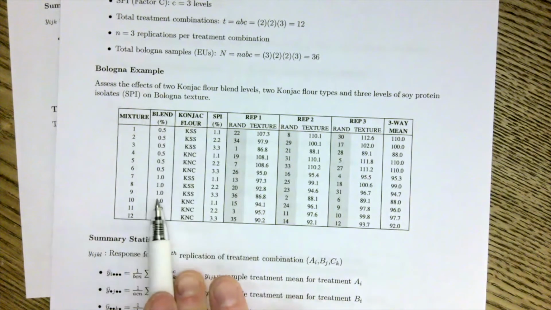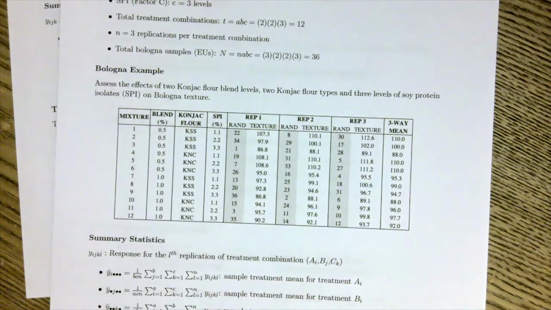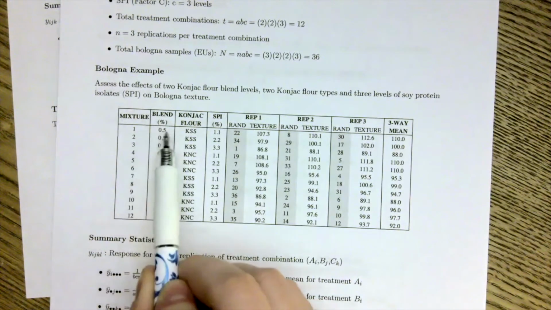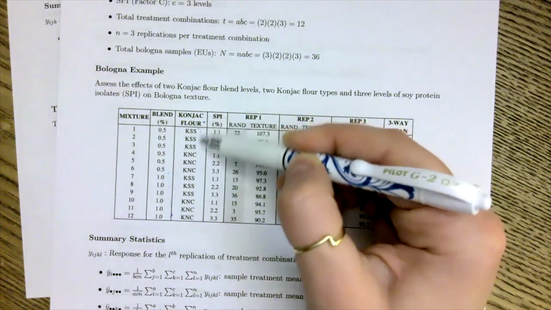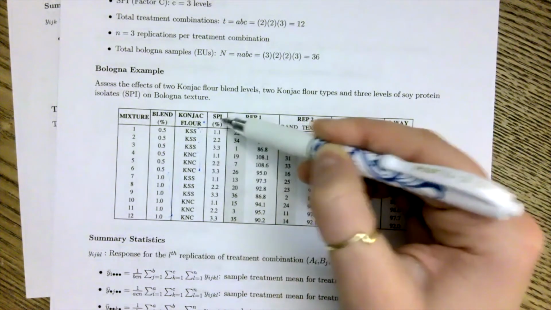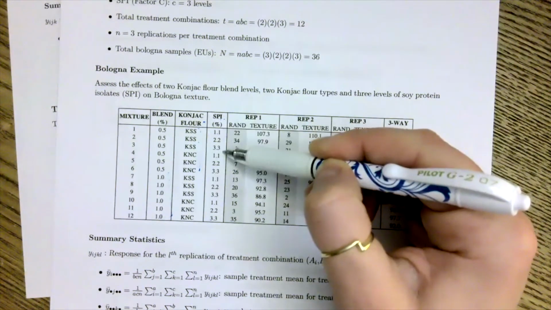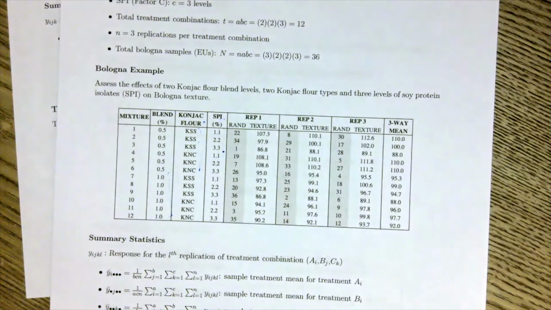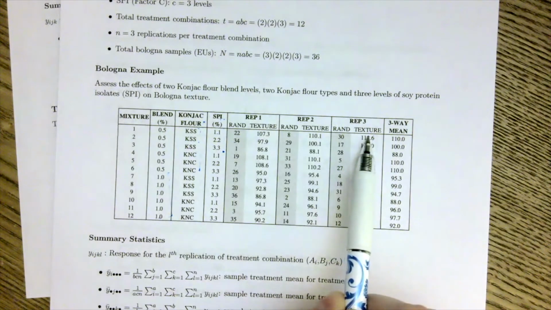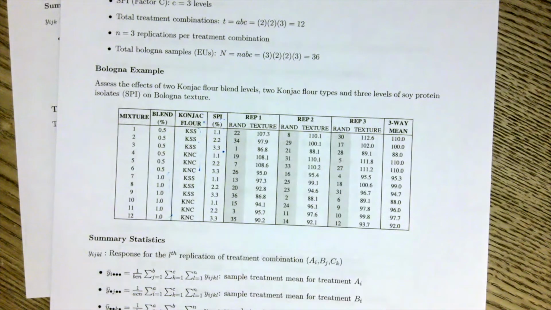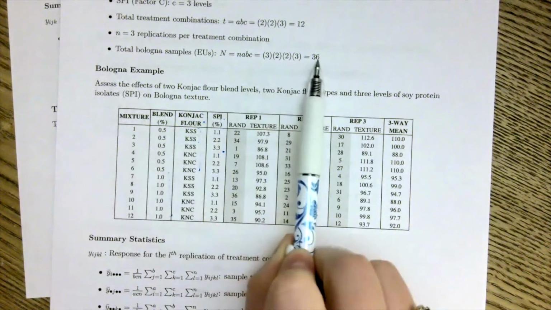What we're going to do now is look at it through the 3 treatment factors, which are blend, which has 2 levels, the konjac flour, which also has 2 levels, and the SPI, which has 3 levels. So our total number of treatment combinations is going to be 12, because it would be 2 times 2 times 3. Our number of replicates is 3, because we have 1, 2, 3. And so our total number of samples, or EUs, is 36.